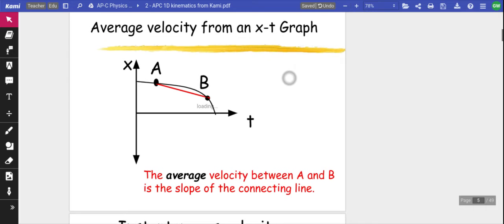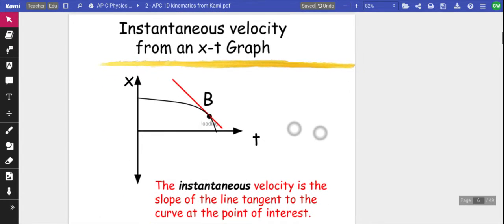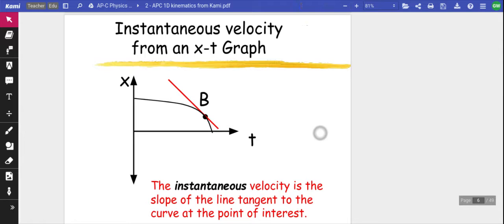On a graph, the average velocity on a displacement time graph is the slope of the line connecting two different points. So if we want an average velocity, the slope of the line will give us that. And how about the instantaneous velocity from a displacement time graph? Well, that's the slope of the tangent line at that particular point. That red line is tangent to the graph at point B, so the instantaneous velocity at point B is the slope of that tangent line.